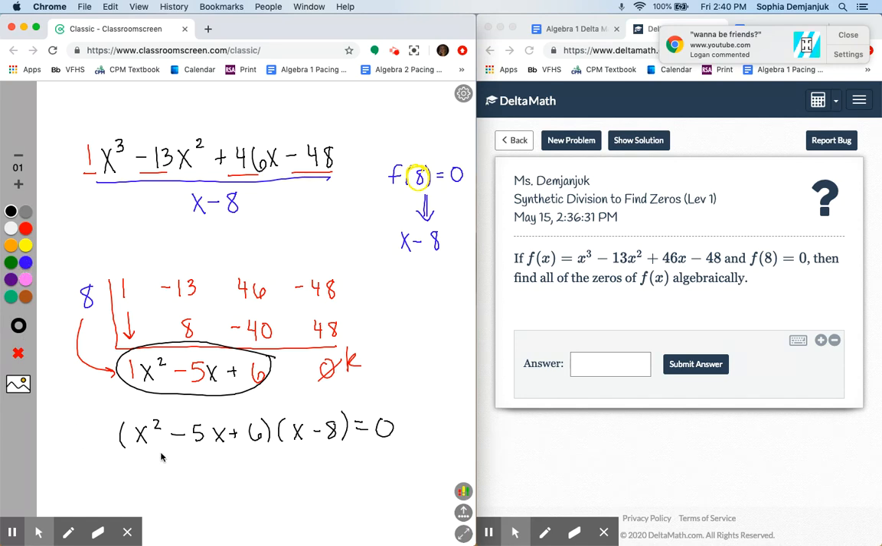I'm going to factor the quadratic in my first set of parentheses. So what multiplies to 6 and adds to negative 5? That would be negative 3 times negative 2. Bring down my x minus 8. And if I were to set every single parenthesis equal to 0, I can easily just flip the signs of my constants. So 3, 2, 8.